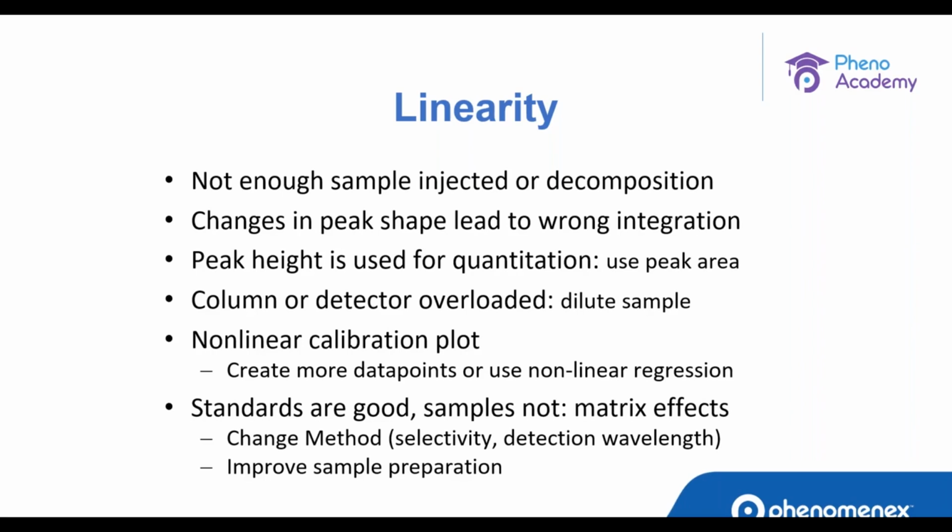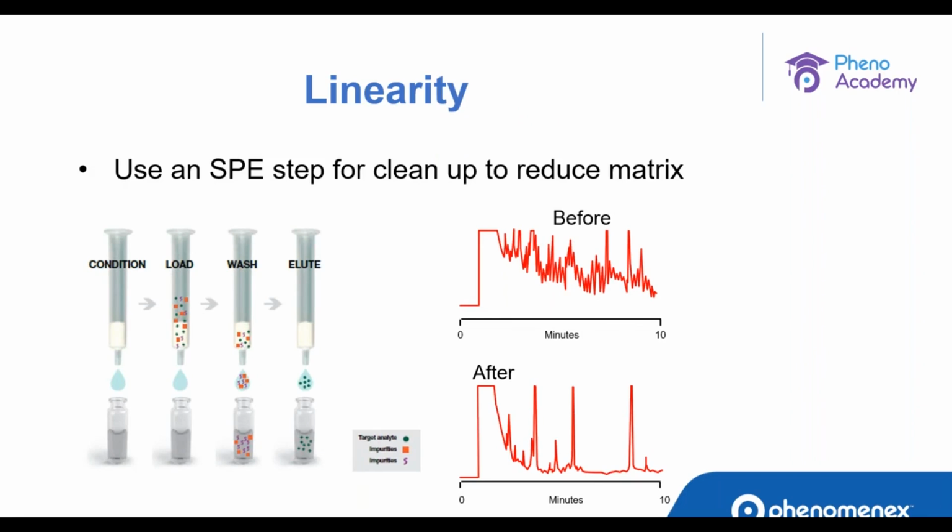Standards are good, but the sample result is not good. So it might be caused by the matrix effect. In this case, we can change the method or improve the sample preparation method. A complex sample matrix will be one of the major factors that cause the linearity issue. So in this case, we might consider using an SPE step to clean up, to reduce the matrix effect.